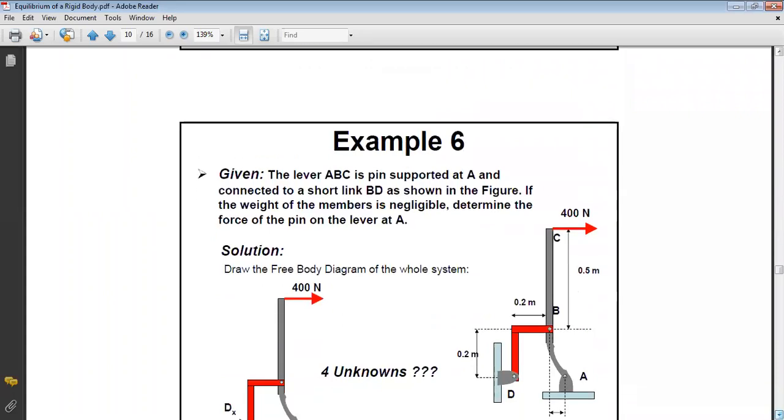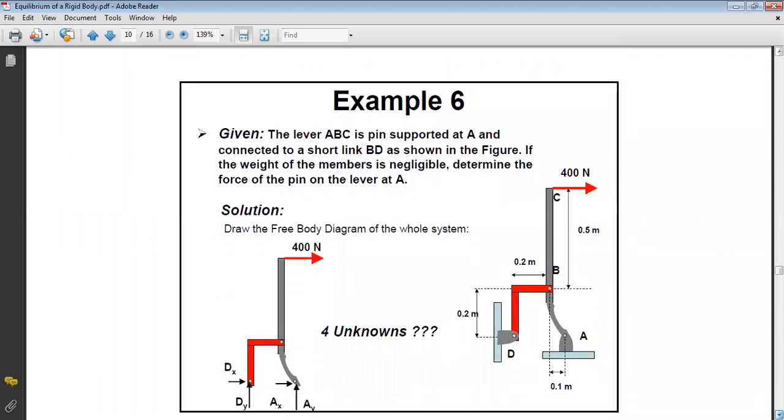In order to understand more how to use two- and three-force members, we will take a small example and we will see how using the concept of a two-force member will facilitate the solution.